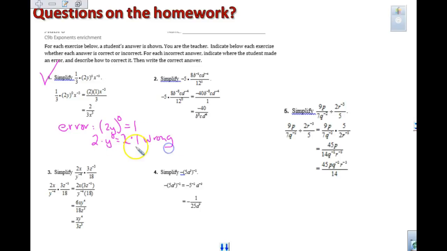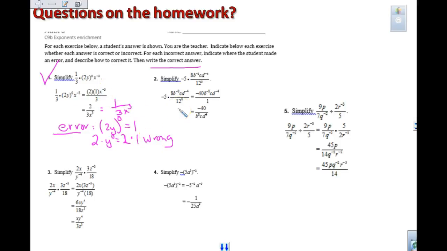You can't do that. Then it says you're supposed to correct the answer. So you need to tell me what their error was: 2y to the 0, they put 2 times 1. That's what was wrong. You then go back to this problem and correct it, not in the problem, but behind it. The right answer should have been 1 over 3x to the 3rd. Each one of these is worth 2 points.